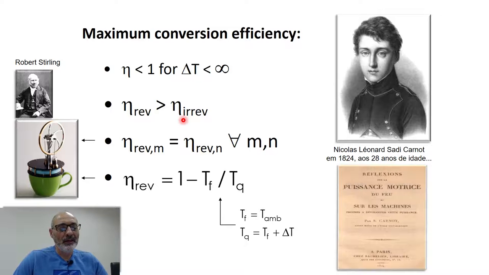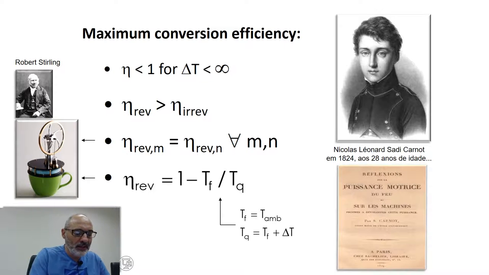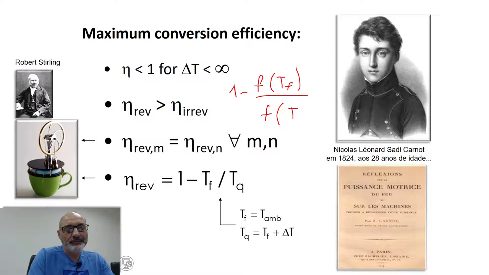He also showed that all non-reversible machines have smaller efficiencies. So all irreversible machines are less efficient than any reversible machine. And he also proposed a means of calculating the maximum efficiency, which is the efficiency of the reversible machine. This formula was originally proposed by Carnot, not this way, something like this. The maximum efficiency you calculate as a certain function of the temperature of the cold reservoir divided by a function of the temperature of the hot reservoir, okay?